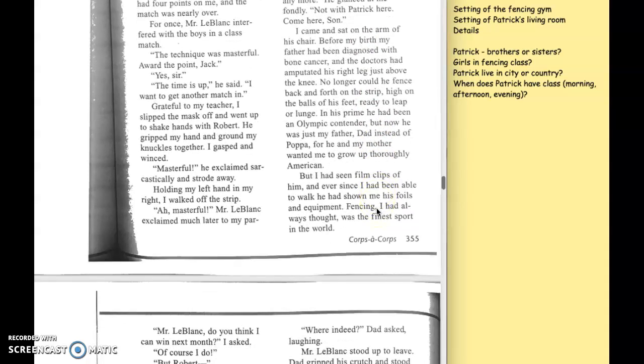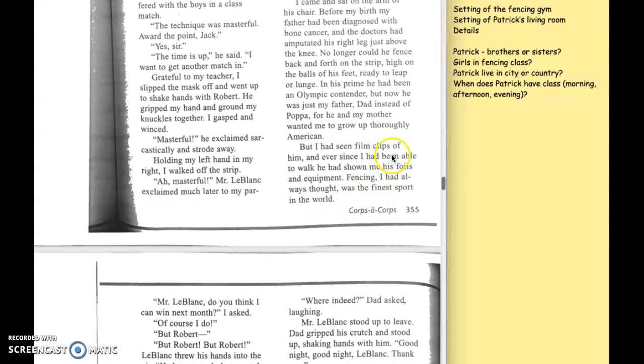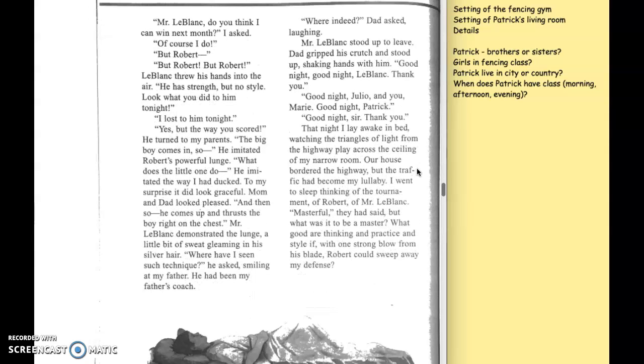Okay. I had seen film clips of him, and ever since I had been able to walk, he had shown me his foils and equipment. And ever since I had been able to walk, fencing I had always thought was the finest sport in the world. Mr. LeBlanc, do you think I can win next month? I asked. Of course I do.